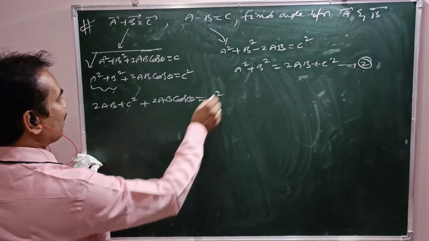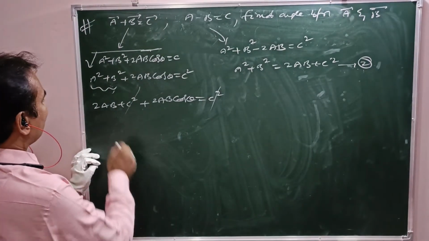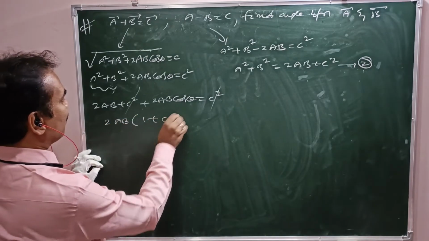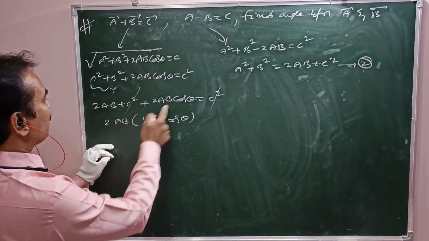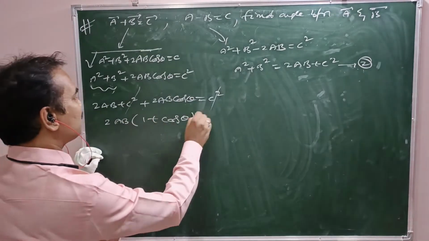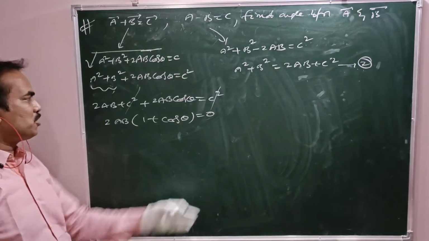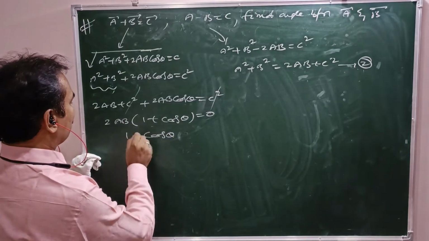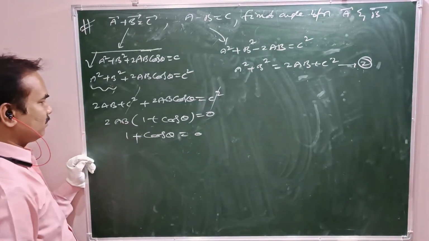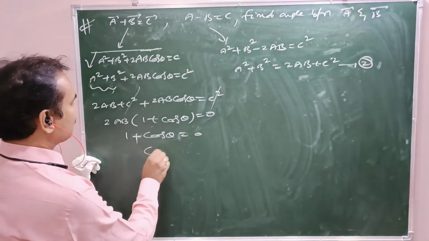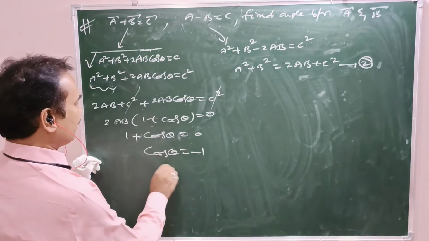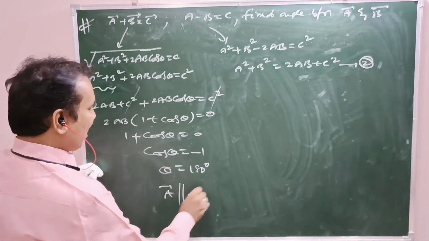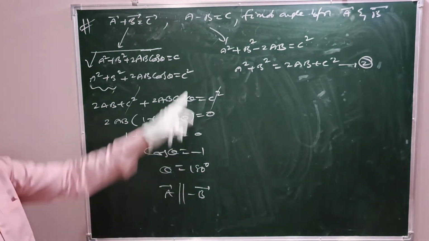Now, c square cancels. That is 2ab kept common, 2ab into 1 plus cos theta equal to c square minus c square, that is 0. 2ab can never be equal to 0 from the data. Definitely 1 plus cos theta must be equal to 0. 0 by something, that is 0. This time cos theta must be equal to minus 1. Theta must be equal to 180 degrees. Means A bar and B bar are anti-parallel. Anti-parallel this time with this data.